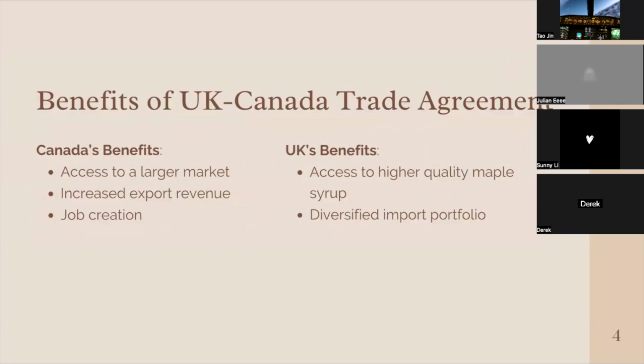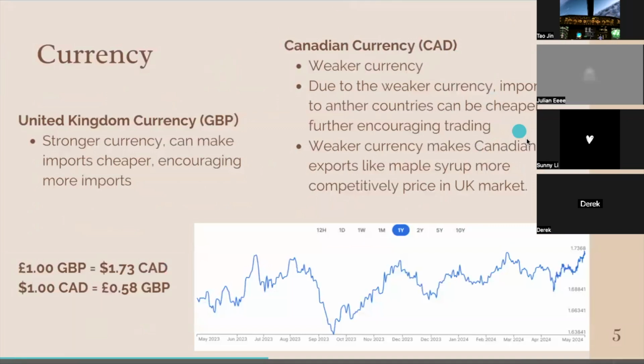Benefits of the United Kingdom and Canada trade agreement. So Canada's benefits: access to a larger market, increased export revenue, and also job creation. And UK's benefits: access to higher quality maple syrup, diversified import portfolio.